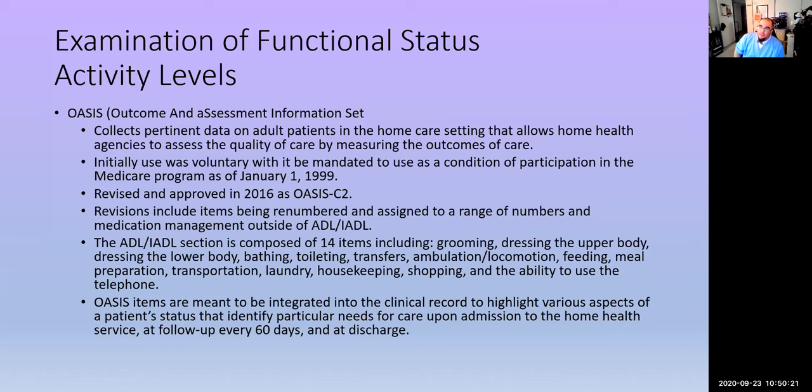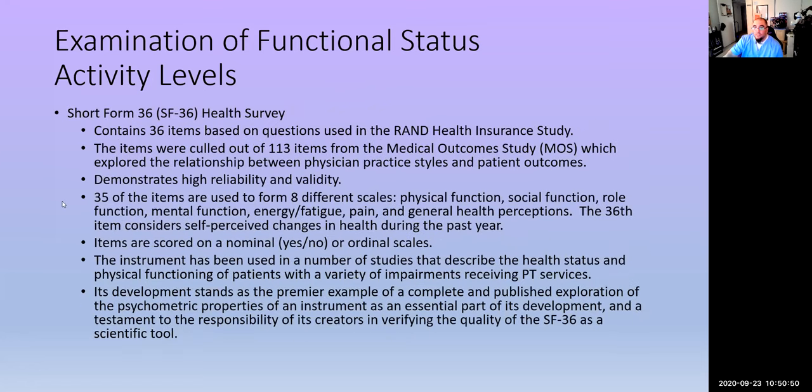It's meant to be integrated in a clinical record to highlight various aspects of the patient's status. It should be done at follow-up every 60 days and at discharge. My personal opinion, a home health patient should not be on home health for 60 days. Home health just can't do that much for a patient. It's just not viable. They should be at outpatient very soon. I prefer to get them at outpatient within 2 weeks. We're going to talk about that when we talk about discharge.